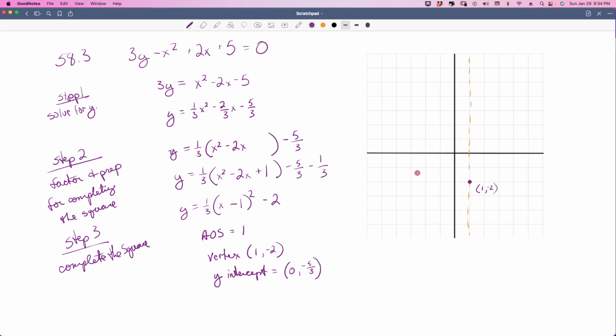And I think that I might actually draw over the top of that because, does this open down? No, it's positive, so it opens up. So that's okay. 1, -2. That is going to be your vertex. My y-intercept is 0, -5/3. So that's 1 2/3. So right about here. That's going to be that. And then this is going to be on the opposite side right here, my mirrored point.